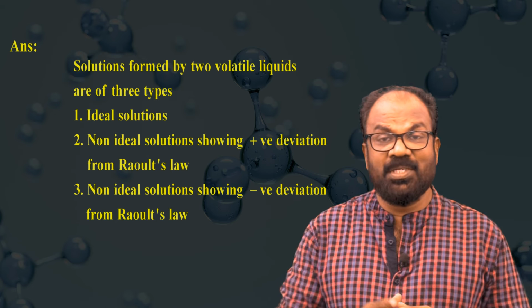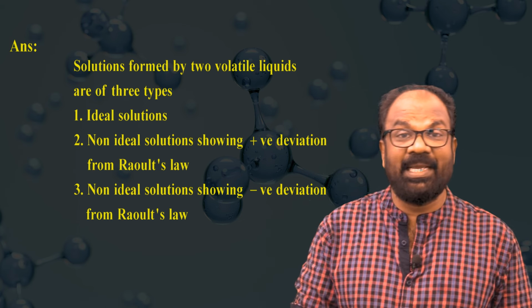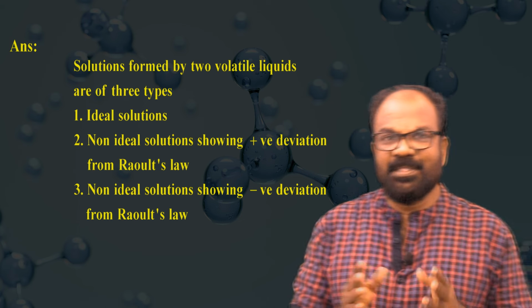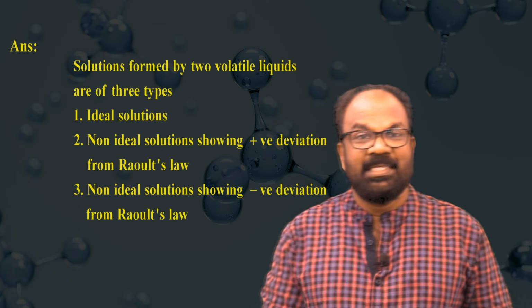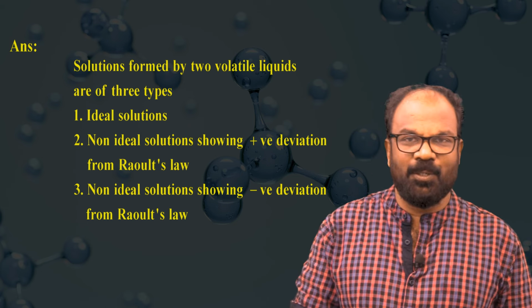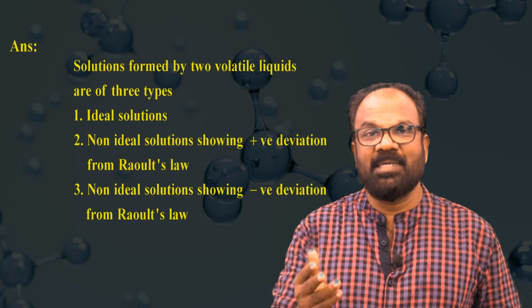We know the solutions formed by two volatile liquids, say for example A and B, can be classified into three types. First one is ideal solutions. Second one, non-ideal solutions showing positive deviation from Raoult's law. Third one, non-ideal solution showing negative deviation from Raoult's law.